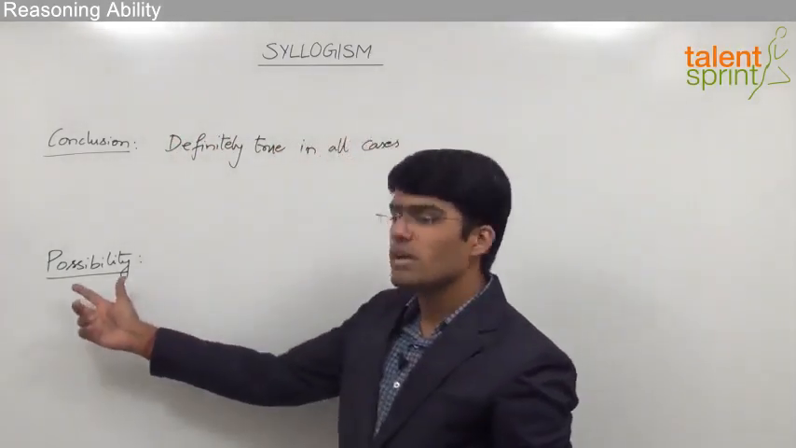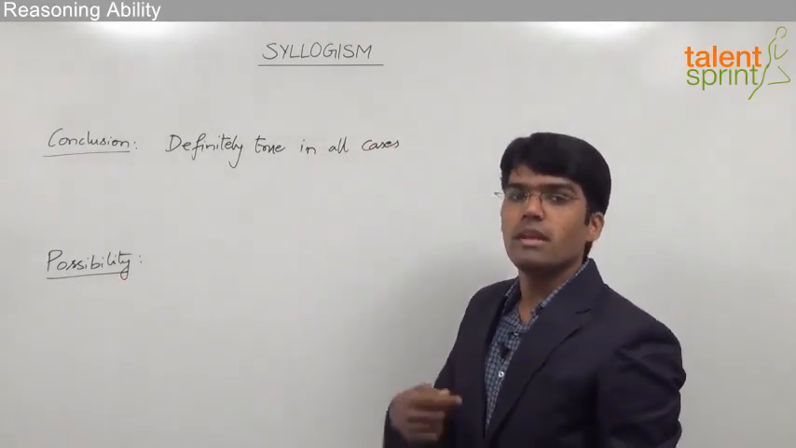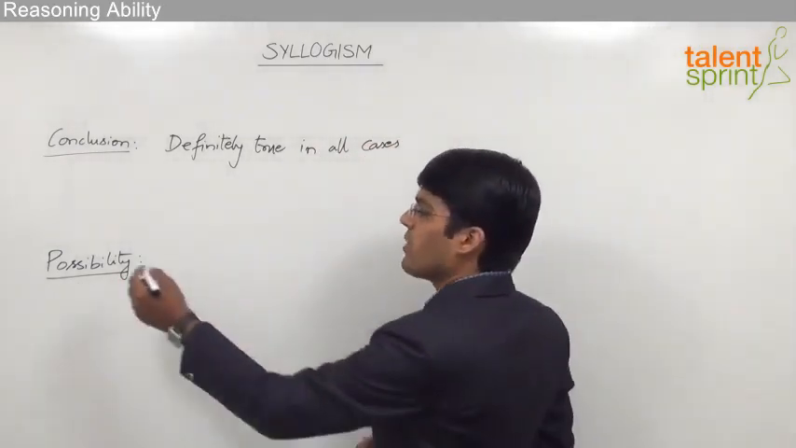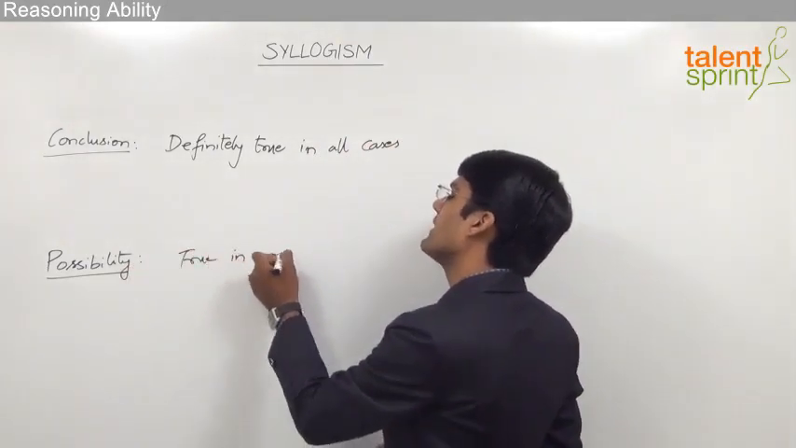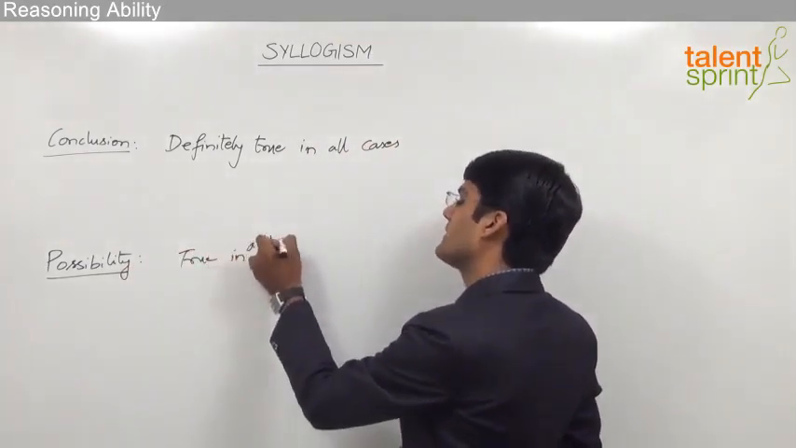Whereas when it comes to a possibility, it may be true in only one of the cases. So possibility is something which is true in one of the cases, at least one of the cases we can say.